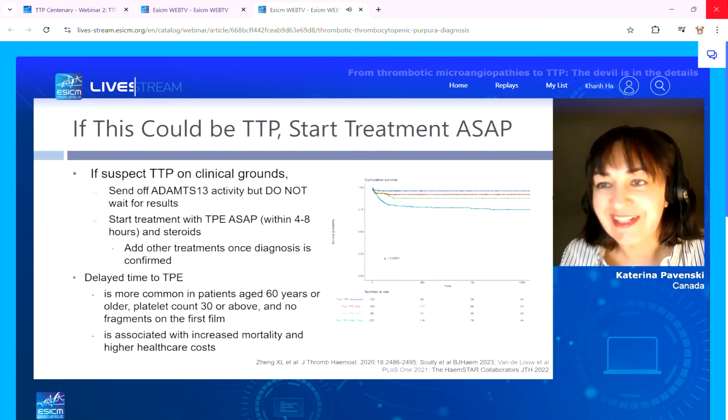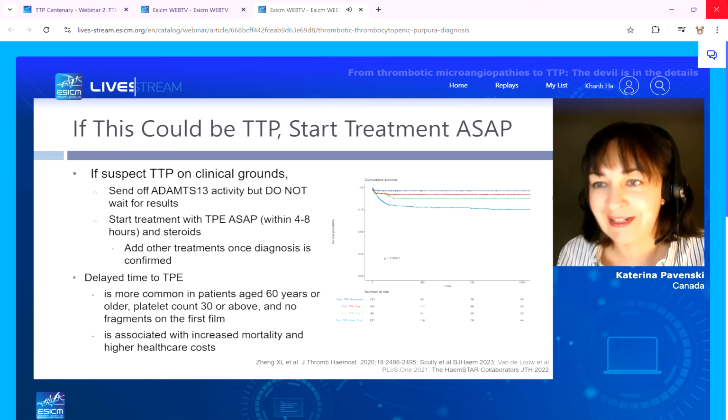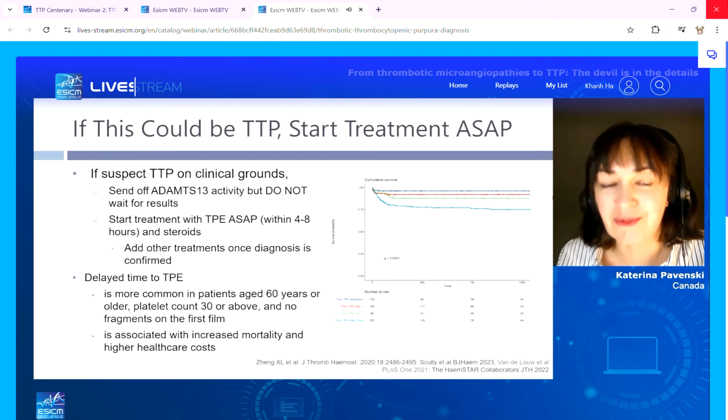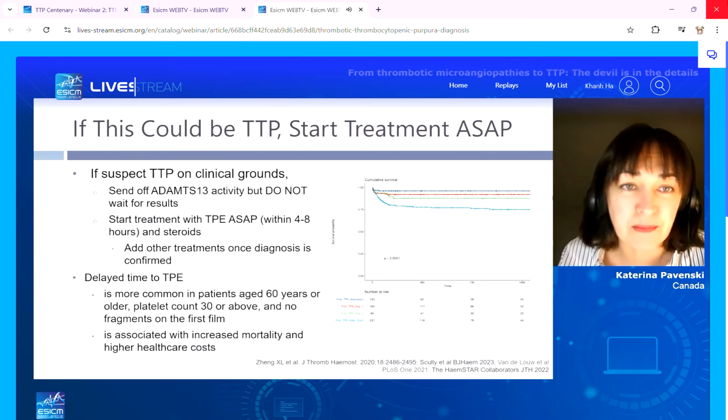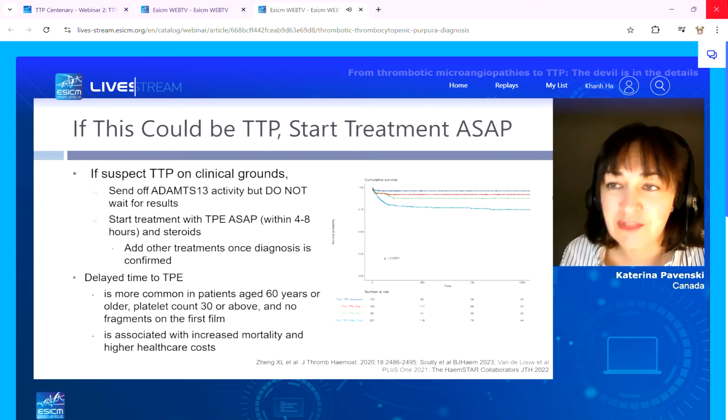The most important thing, of course, to remember is that even though I do want you to take away that you absolutely have to perform ADAMTS13 testing to confirm the diagnosis, you do not wait for the results to come back, recognizing that not all of us may have rapid access to this test. It is important to start treatment as soon as possible. And the treatment you should start when you suspect TTP is plasmapheresis and corticosteroids. And according to the British guidelines, it should be within 4 to 8 hours. So do not delay it.